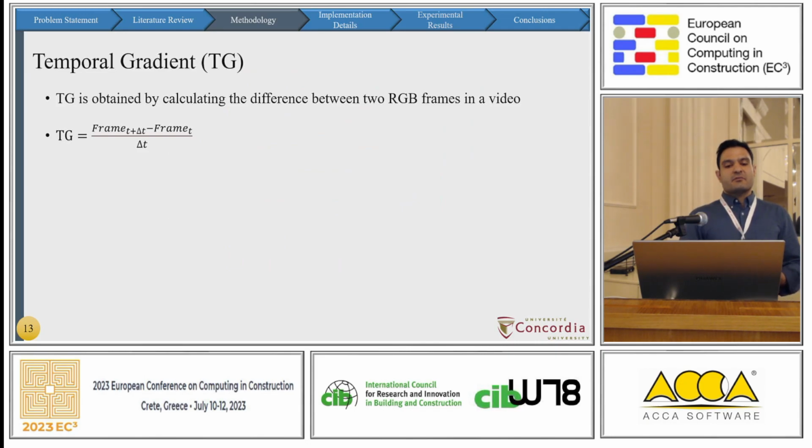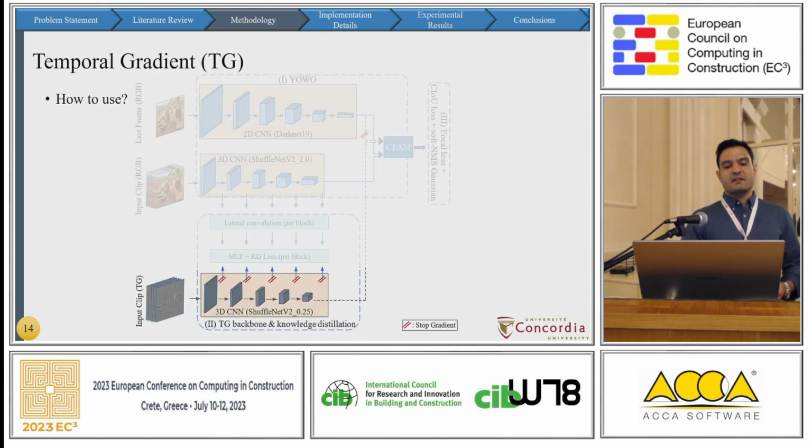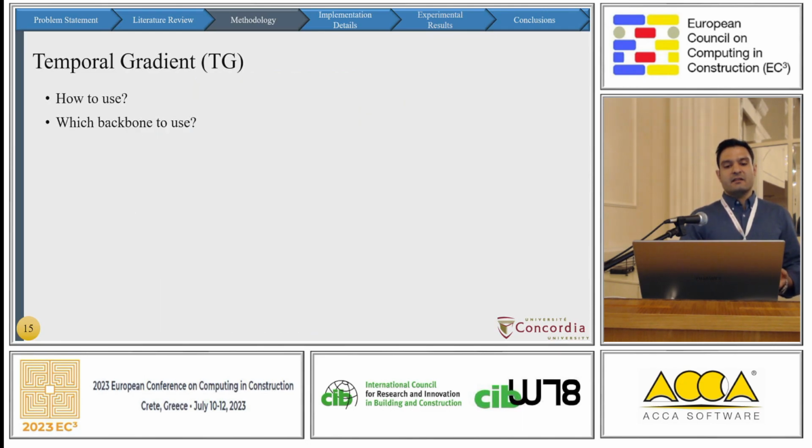Temporal gradient is obtained by calculating the difference between two RGB frames, and as you can see in these figures, temporal gradient mostly has dynamic information, and most of the spatial information is removed because of the difference operation. So potentially including this data modality can help with improving the activity recognition accuracy. And to use this data, we have added a third backbone to the original YOVO model to process and extract features from this. And in the selection of this backbone, we have considered a few factors.